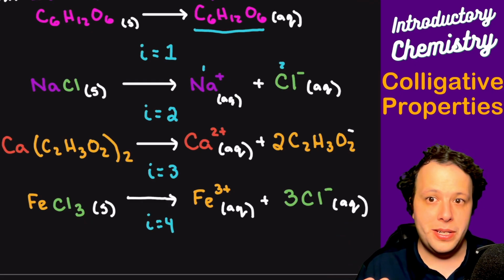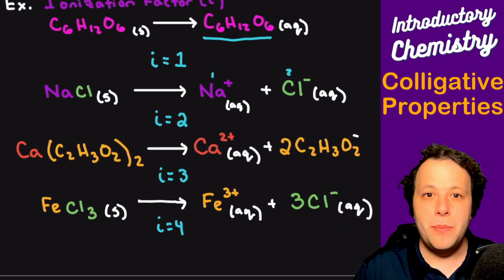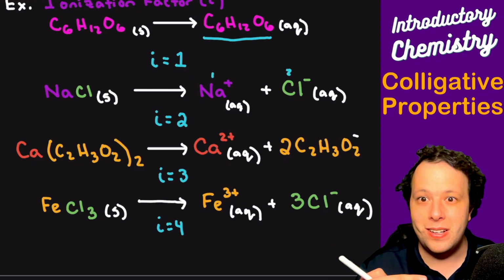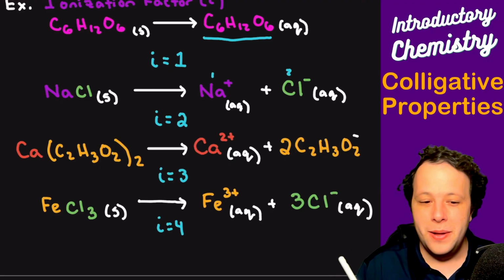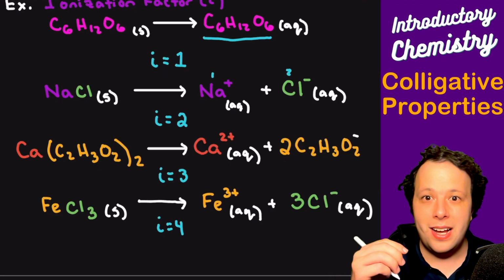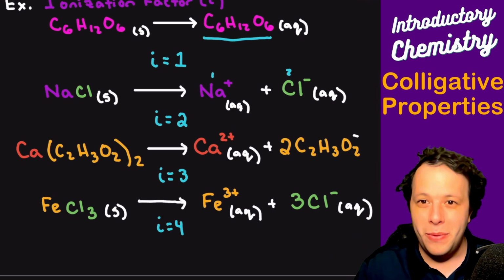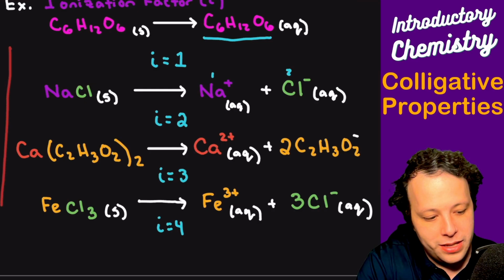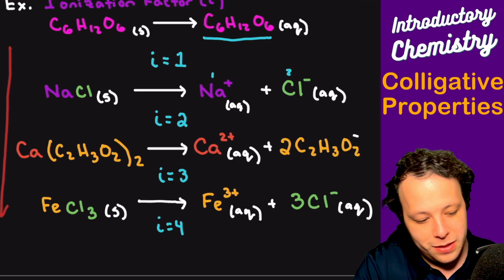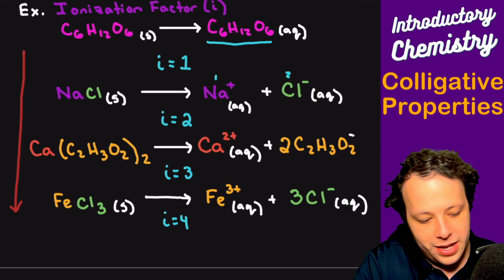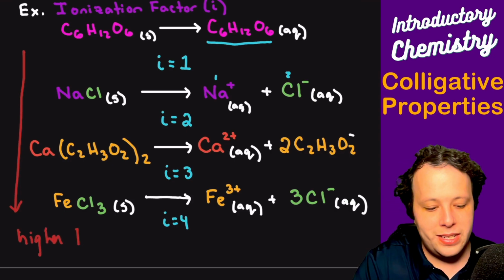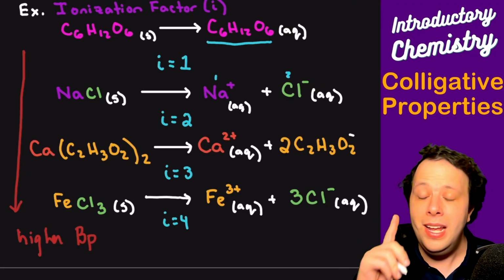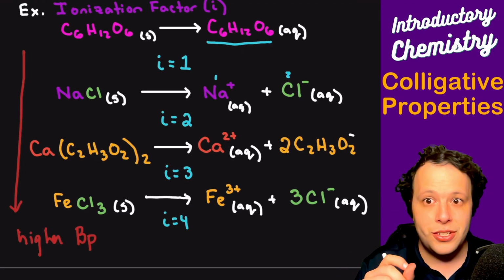Now, why is this important? Well, the effect here is the more particles you have in solution, the more disruption that's going to be caused within the intermolecular forces. So one thing that you're going to see is the higher the i value, the higher the boiling point is going to be. So essentially, as we're moving down towards more i values, we're going to have a higher boiling point on the bottom. So the more ions, the higher the boiling point. And this is going to take a higher priority over the concentration as well.